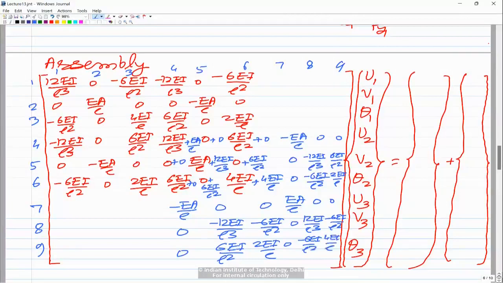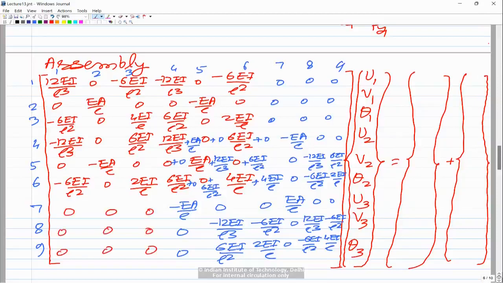So wherever there is no contribution, we put 0 there. So these will be 0. These terms are basically 0. So this is the assembled stiffness matrix.